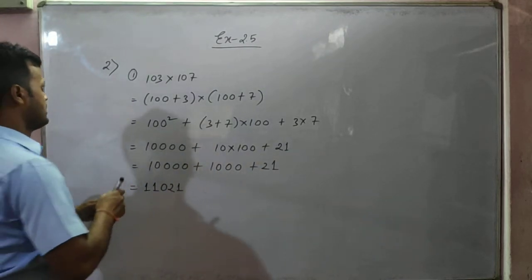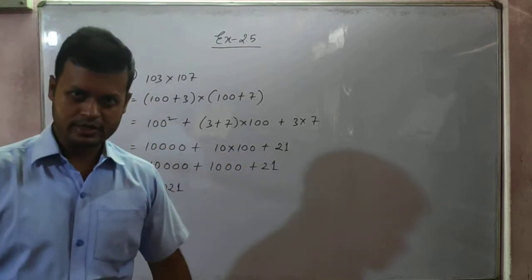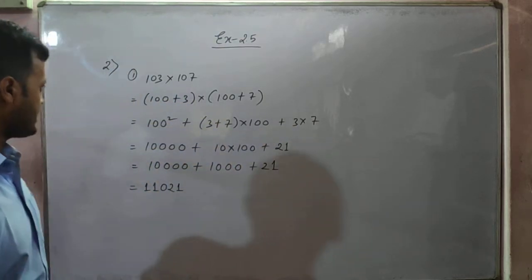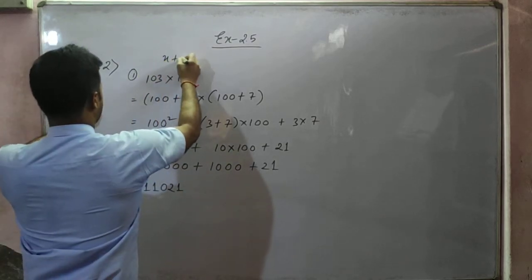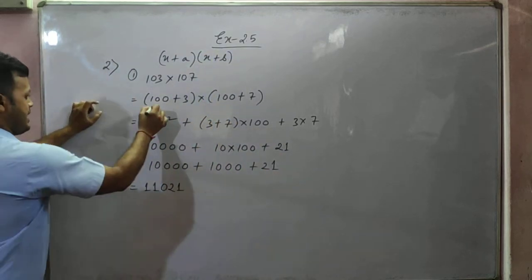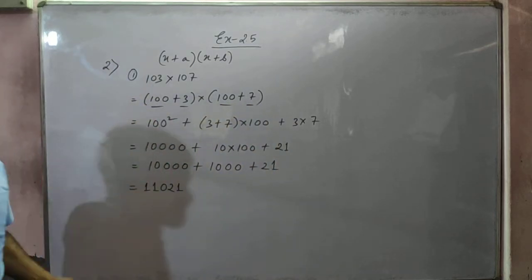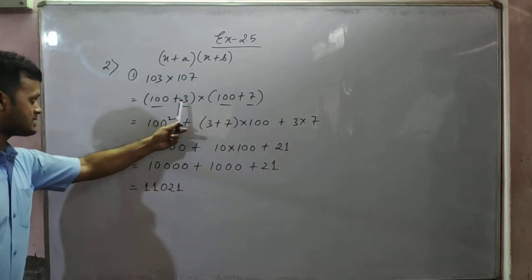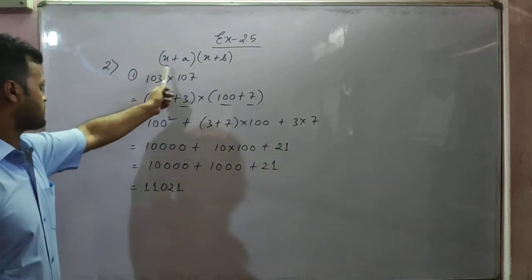So I thought that 103 is there, students. Can I write 103 as 100 plus 3? And 107 as 100 plus 7? I can write, isn't it? So this is of the form x plus a into x plus b. So 103 I got 100 plus 3 and 107 I got 100 plus 7, which is x plus a into x plus b.